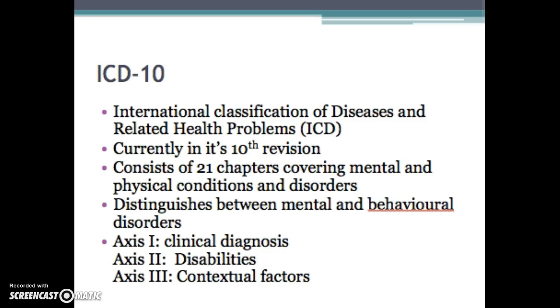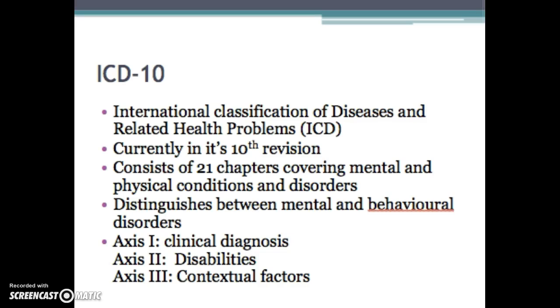ICD-10 stands for the International Classification of Diseases and Related Health Problems, shortened to ICD. Currently, the ICD is in its 10th revision and it consists of 21 chapters covering mental and physical conditions and disorders. One of the key things that distinguishes the DSM from the ICD is that the ICD actually distinguishes between mental and behavioural disorders, which the DSM does not.